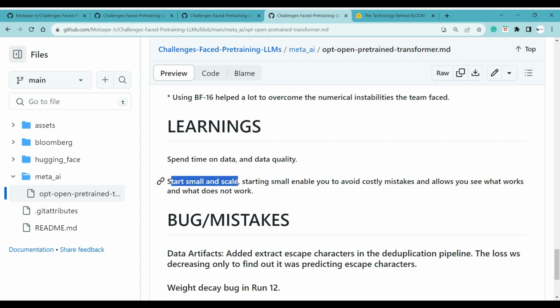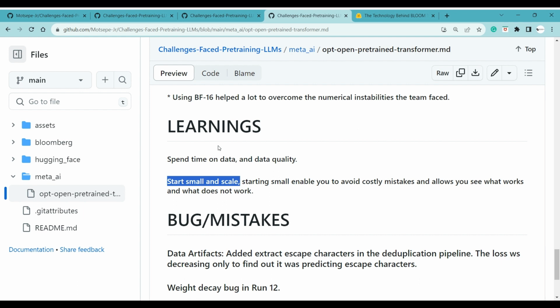Start small and scale. We can see that the same advice that we got from Hugging Face, I think actually it was Bloomberg, is also coming up again, which means that these different labs are seeing a very important thing, which is to start small. In the Meta case, they started very huge, then they had a lot of bugs, and they made some costly mistakes.